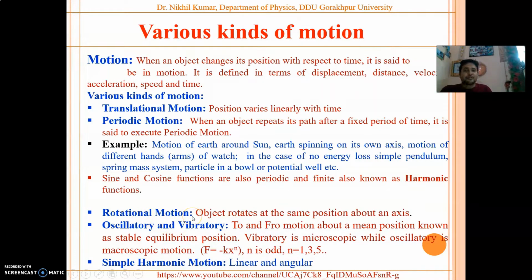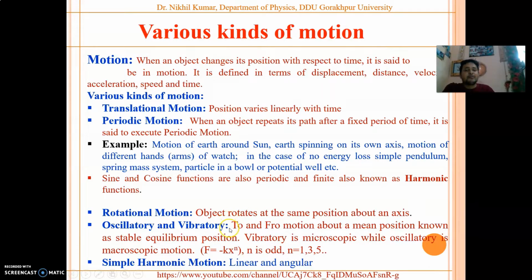So what is rotational motion? An object that rotates at the same position about an axis. कोई ऑब्जेक्ट जो अपने सेम पोजीशन पर रहते हुए अपने एक्सिस पर रोटेट कर रहा है, उसको हम रोटेशनल मोशन बोल रहे हैं. For example, earth spinning on its own axis is a rotational motion and periodic as well. So rotational motion can be periodic as well, but all periodic motions are not rotational. Reverse is not true. Okay.